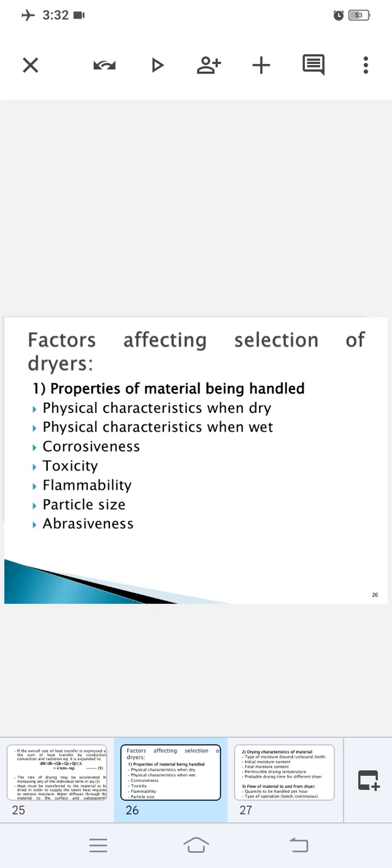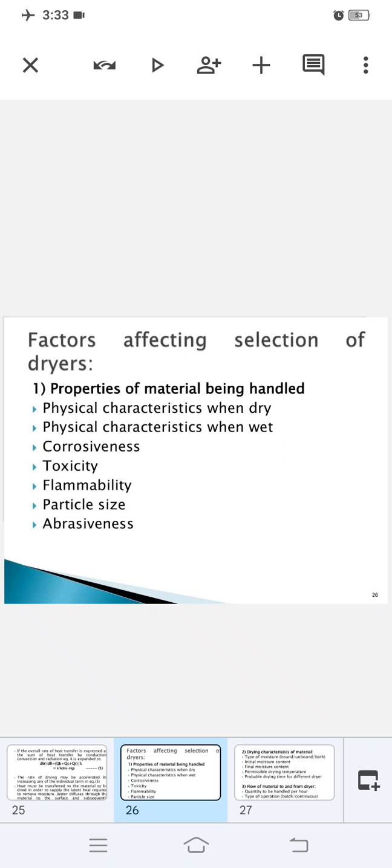Last one is the pneumatic dryer. What is happening in a pneumatic dryer? The drying particles are entrained and conveyed in a high velocity gas stream. An example of a pneumatic dryer is the spray dryer. The advantage is that it has efficient and rapid drying. So this was the classification of dryers, mechanism, examples, advantages and disadvantages.